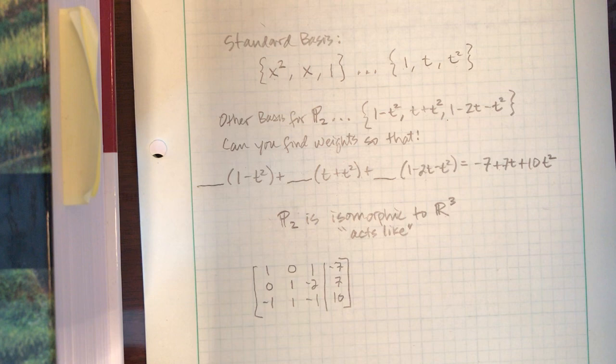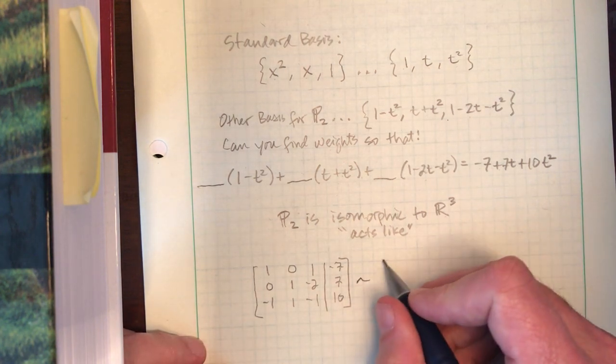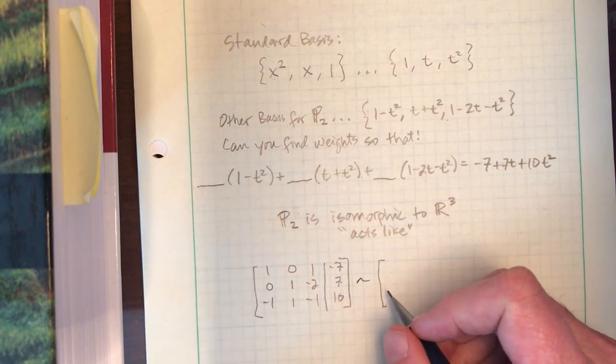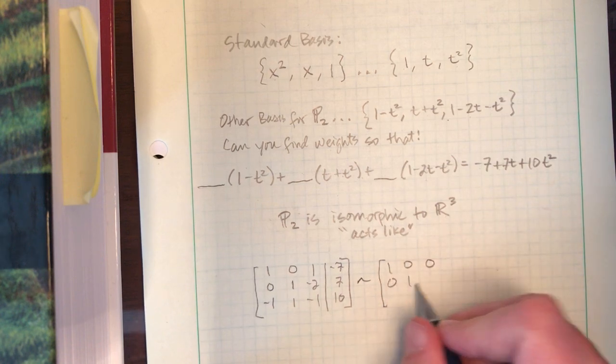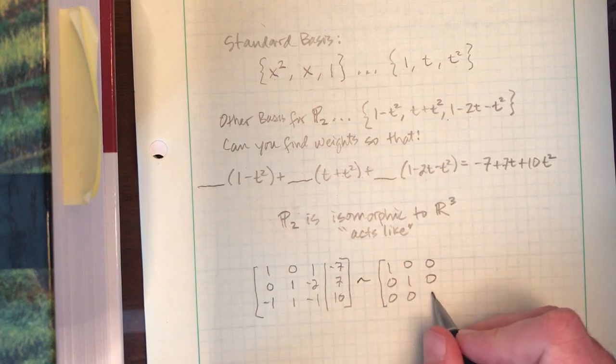Well, I think we know what we're going to do next. We're going to row reduce this to RREF. I'll go ahead and throw up the final version of that. Thank you, calculator.